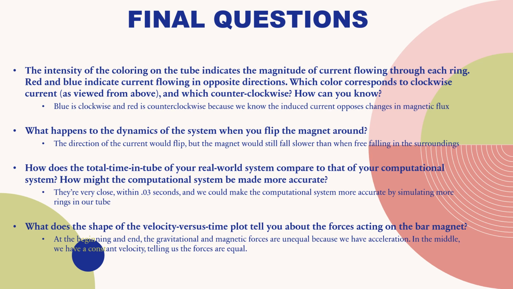How does the total time in tube of your real-world system compare to that of your computational system? How might the computational system be made more accurate? They're very close, within 0.03 seconds, and we can make the computational system more accurate by simulating more rings in our tube. What does the shape of the velocity versus time plot tell you about the forces acting on the bar magnet? At the beginning and end, the gravitational and magnetic forces are unequal because we have acceleration. In the middle, we have a constant velocity telling us the forces are equal.